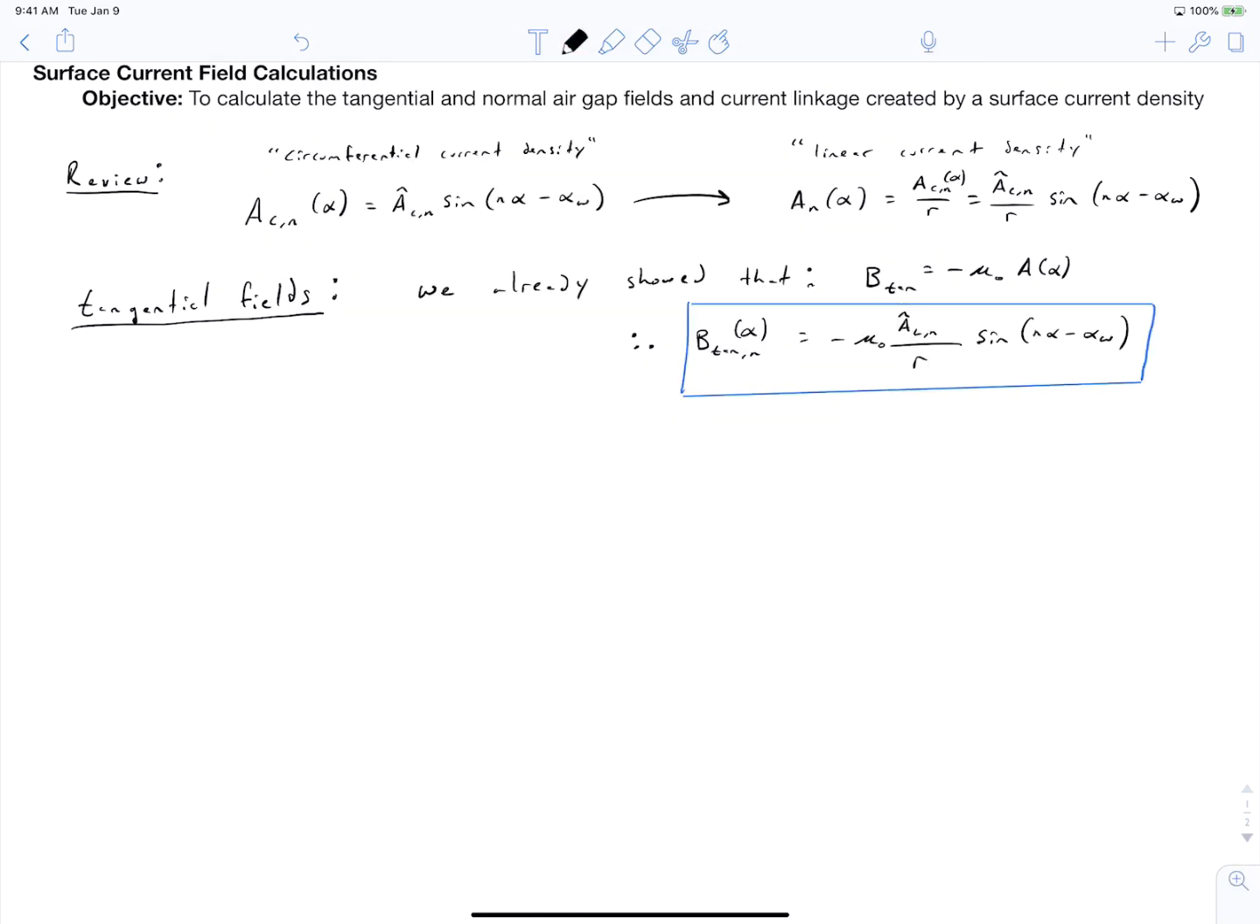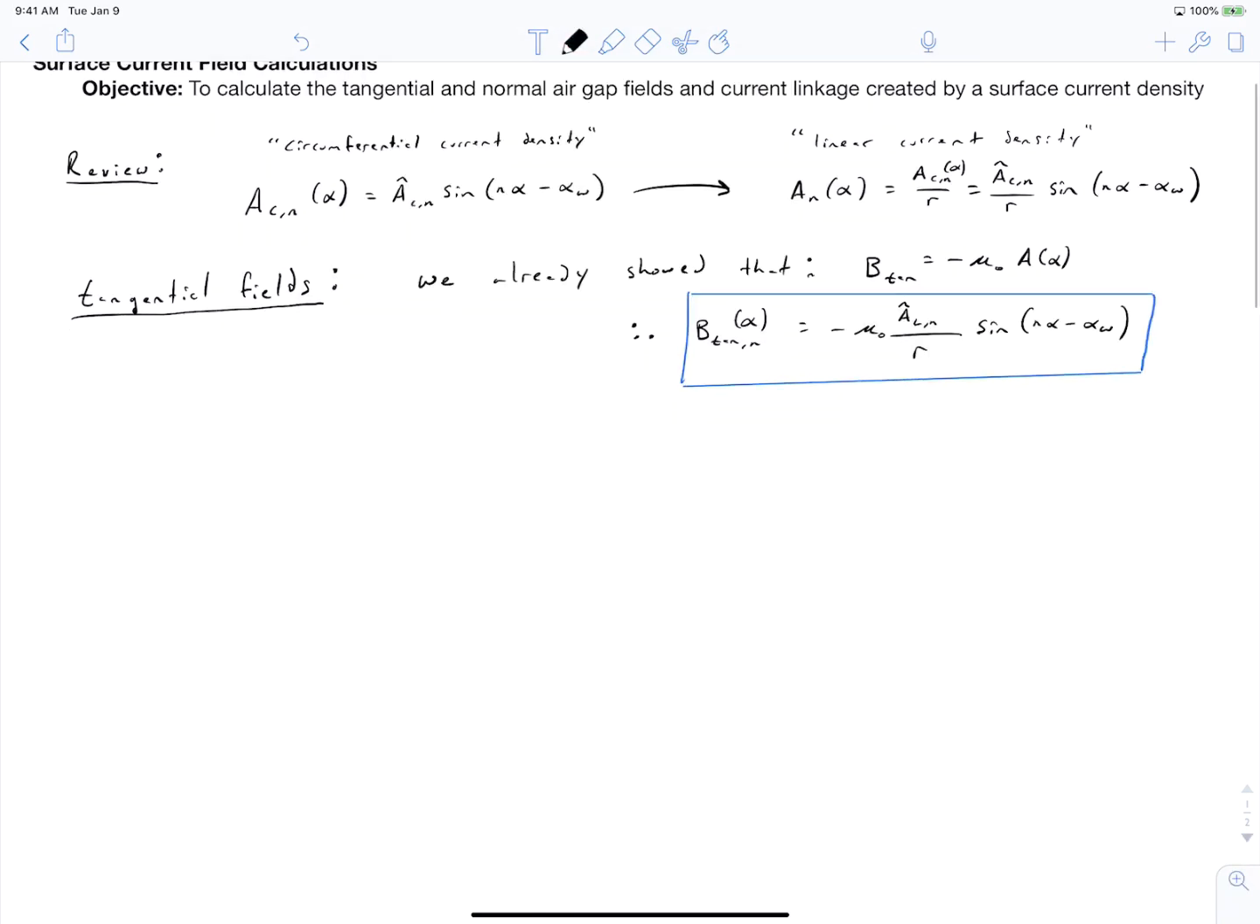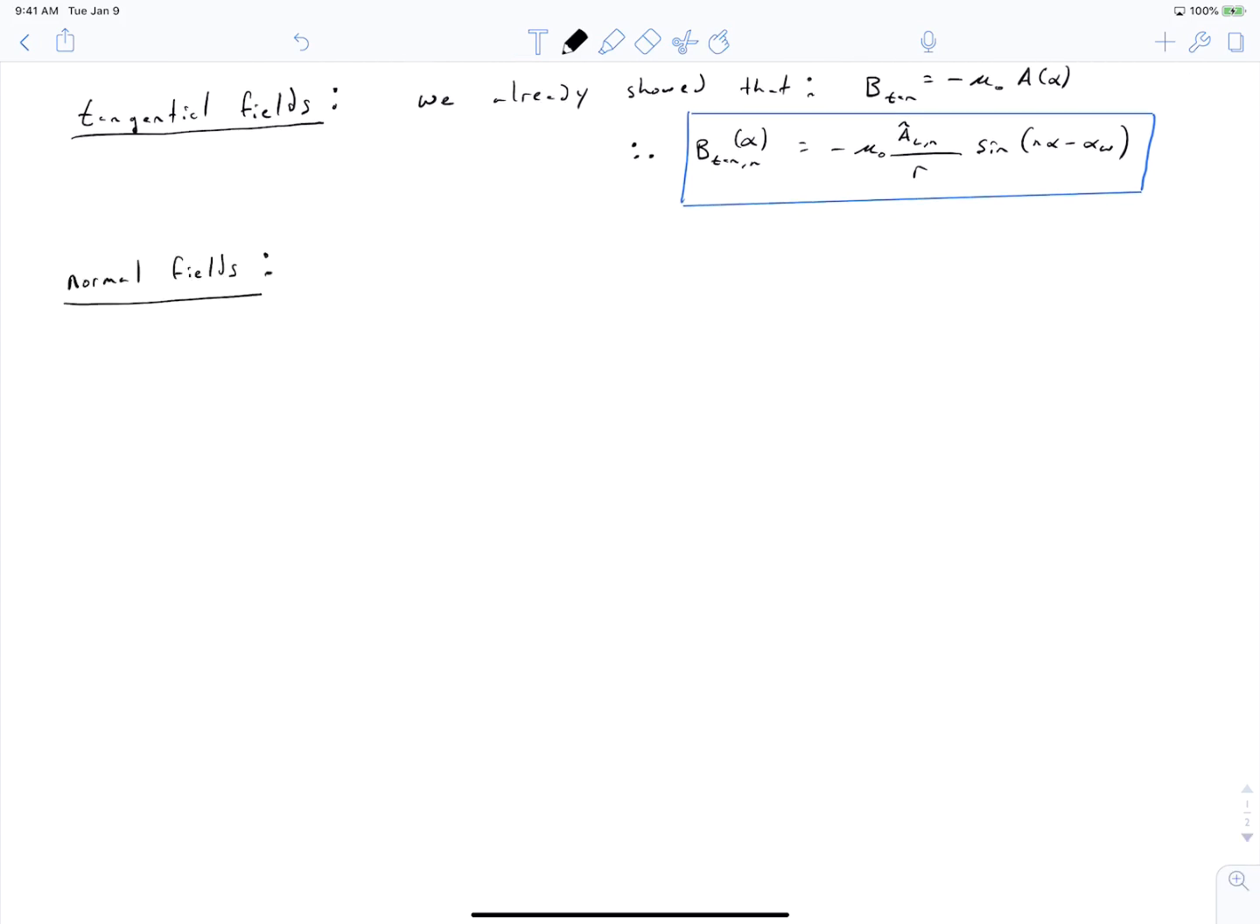Now let's do the harder one. We're going to talk about normal fields and the current linkage. And to do this, we have to go back to Ampere's law and the Maxwell's equation that the divergence of B is equal to 0. So we'll be evaluating Ampere's law over an Amperian loop. And let's sketch what that loop looks like.